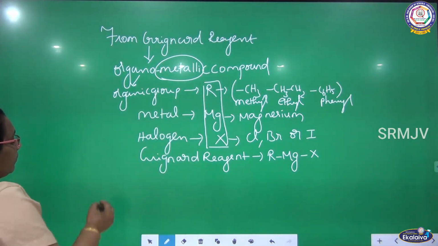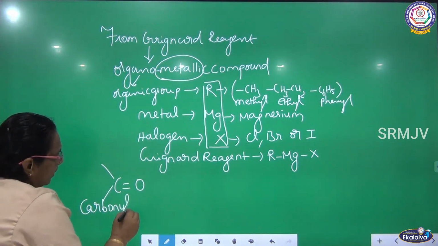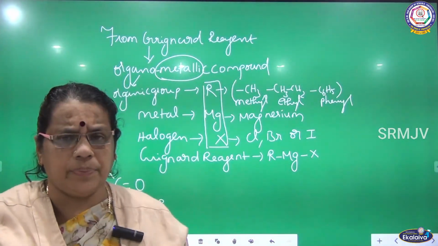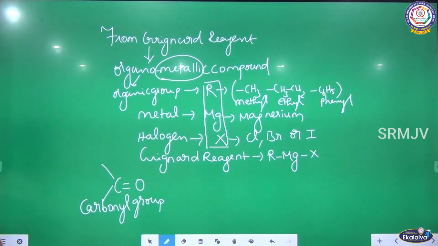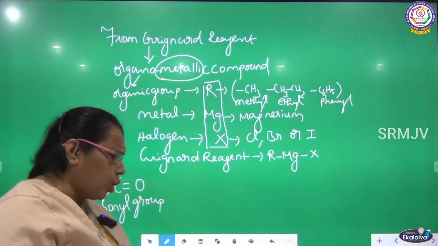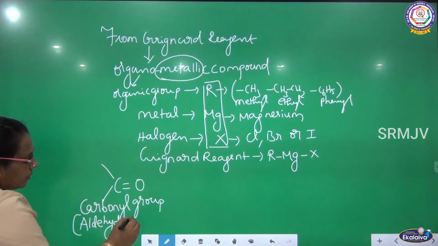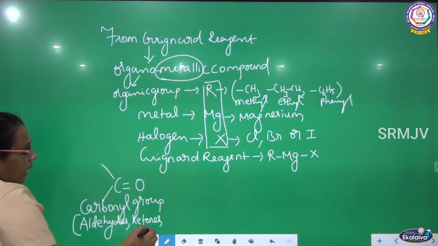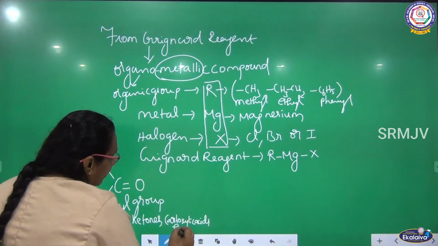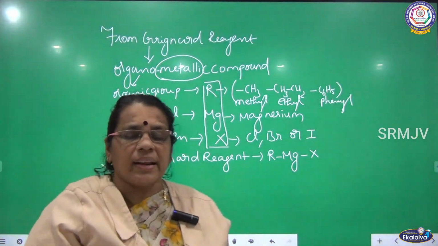Okay, let me see now. This is a carbonyl compound, a carbonyl group. Carbon and oxygen are bonded by a double bond. In between carbon and oxygen there is a double bond, so we call this group the carbonyl group. Compounds that have a carbonyl group include aldehydes, ketones, carboxylic acids, etc. These compounds have the carbonyl group. Let me see how Grignard reagent reacts with the carbonyl group.